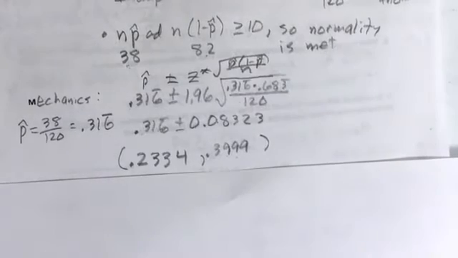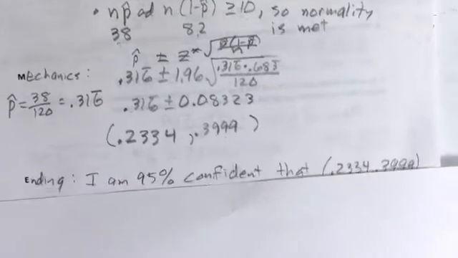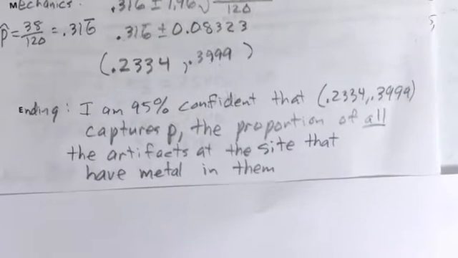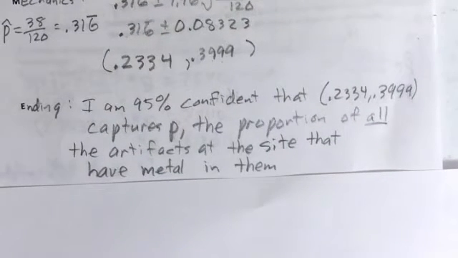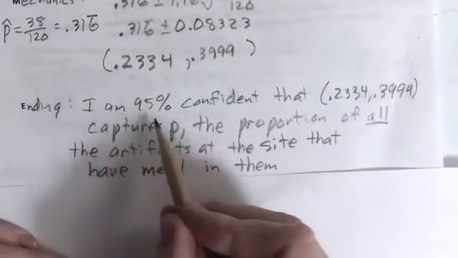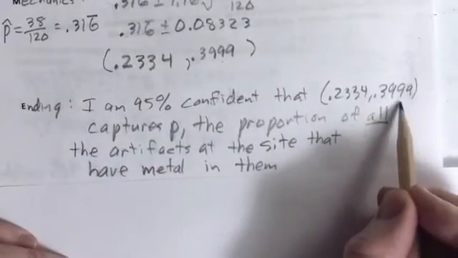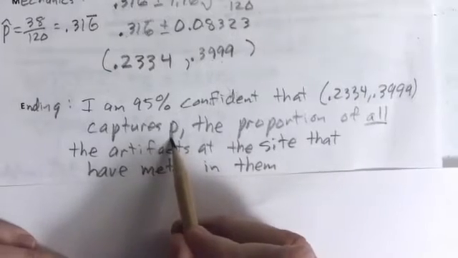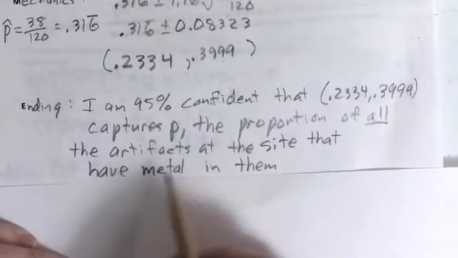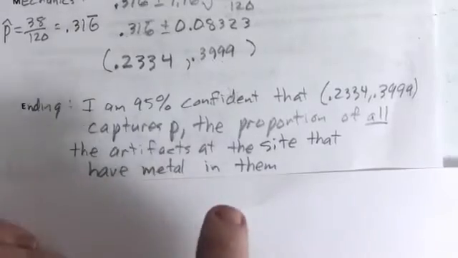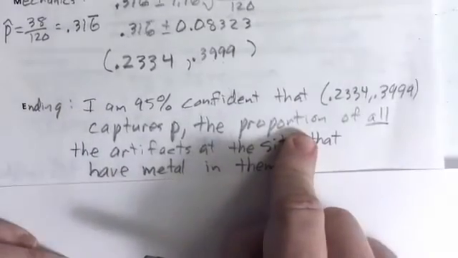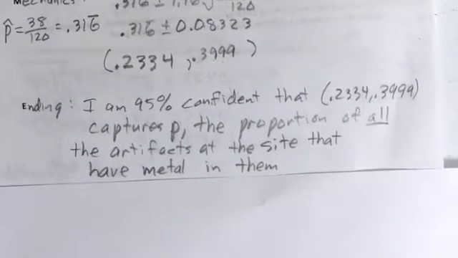And then lastly is the ending. The way you're going to do the ending is you are going to interpret the interval in context. And so in essence, this is what you're going to say. You're going to say, I'm 95% confident that this interval captures the parameter P, which is the proportion of all the artifacts of the site that have metals in them. All right, so it is important that you state it in context. But look, every time you do an ending with a confidence interval, you're always going to say, I'm 95% confident, or whatever your confidence level is, 99%, 90%, whatever, that this interval captures the parameter every time.